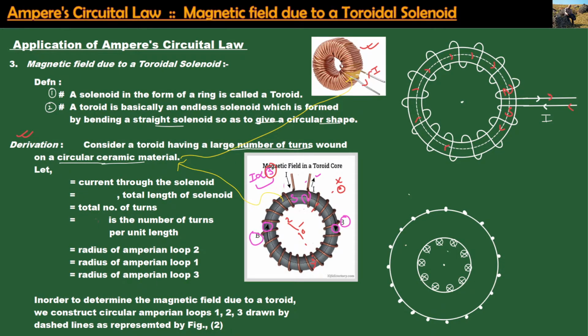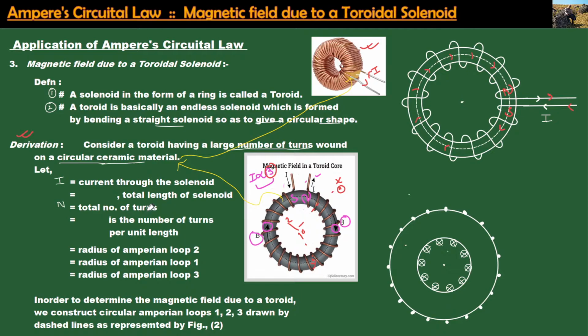Now let I be the current flowing through the solenoid, and let the total length of the solenoid be considered. Since there are n number of turns, the total number of turns in this case will be capital N. So over here, let capital N be the total number of turns.